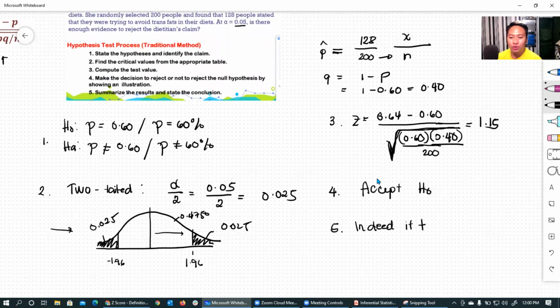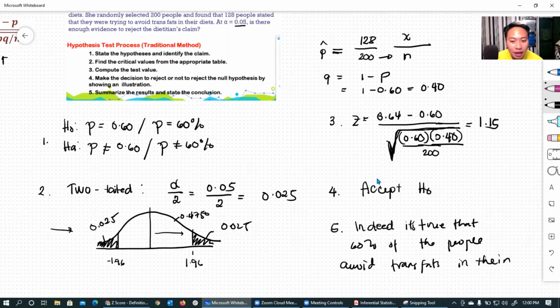So our decision for step 5, we can say, indeed, it's true that 60% of the people avoid trans fats in their diets.